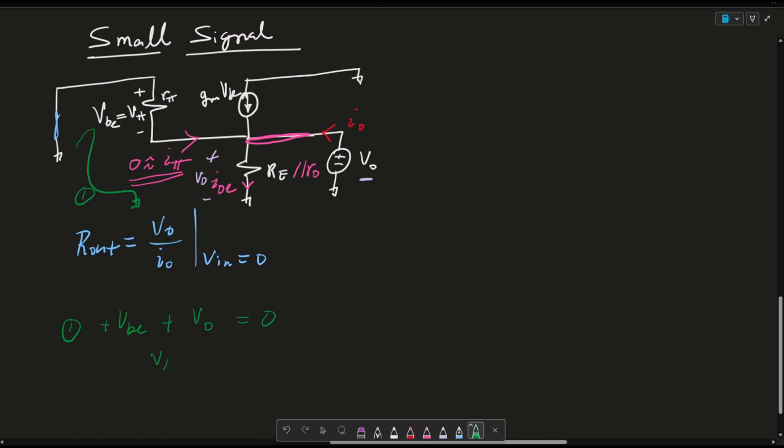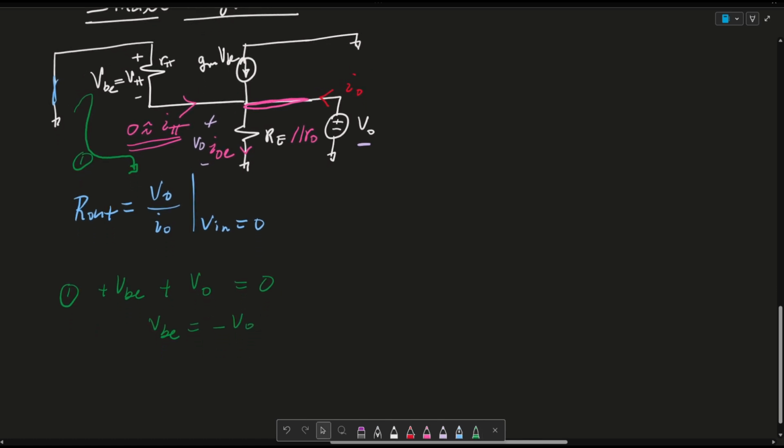And as a result of that, VBE is equal to minus VO. I can write an equation for IO. So let me do this. My second equation, I could say IO is equal to IOE, because it's leaving the node, minus gm VBE minus I pi.